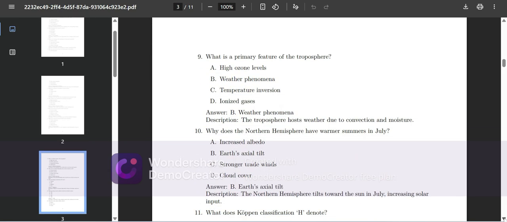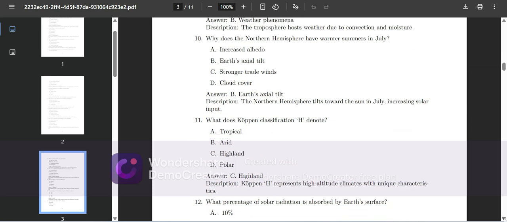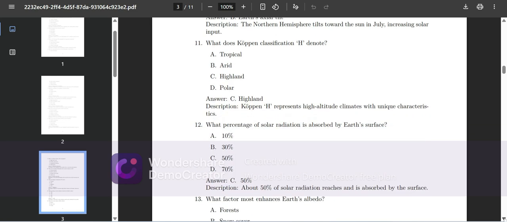What is a primary feature of the troposphere? Weather phenomena. The troposphere hosts weather due to convection and moisture. Why does the Northern Hemisphere have warmer summers in July? Earth's axial tilt. The Northern Hemisphere tilts toward the sun in July, increasing solar input.